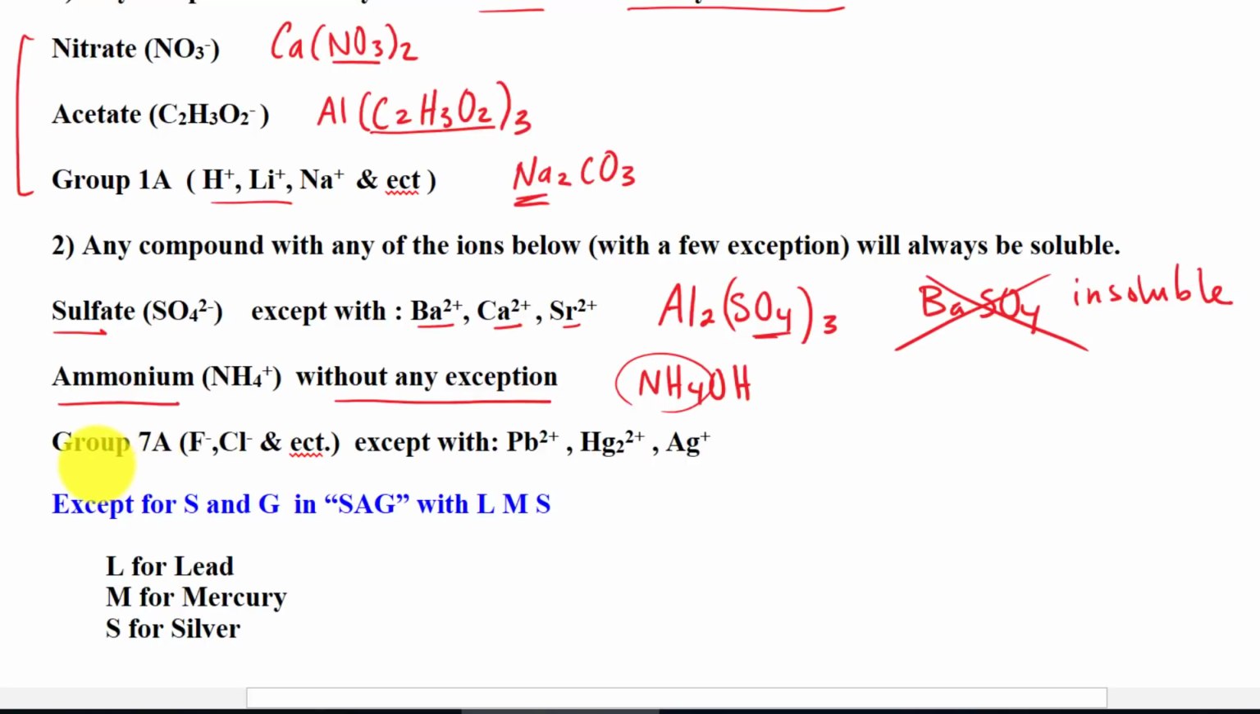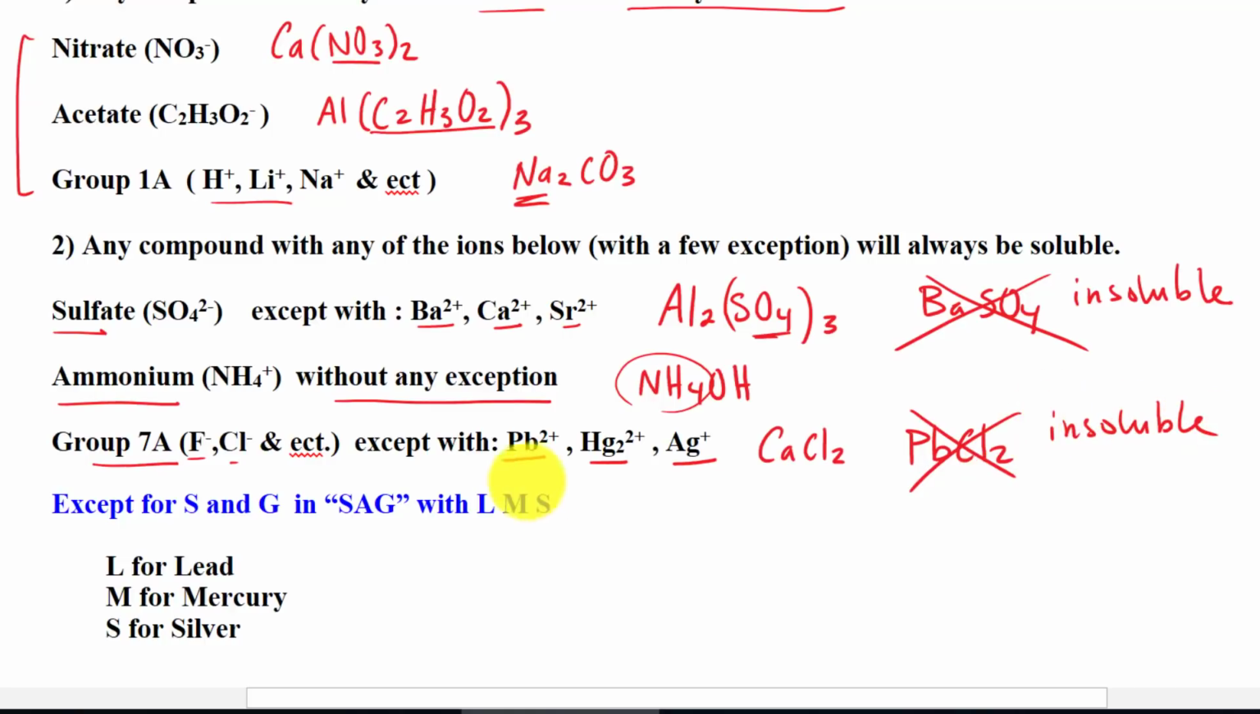Then we have group 7A, which includes fluoride, chloride, and bromide. Now, there is an exception. That is when it's bonding with lead, mercury, and silver. It will be insoluble, but with anything else it will be soluble. For example, if we have calcium chloride, that is soluble. But if I have Pb, or lead chloride, this is not soluble.